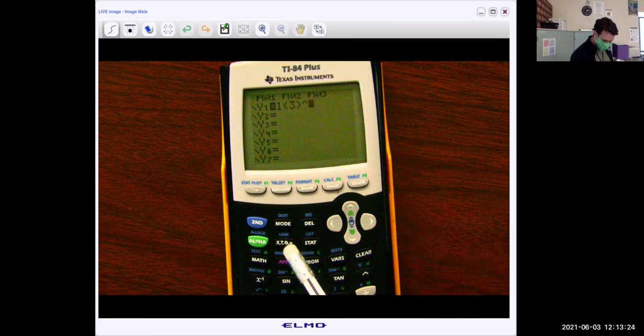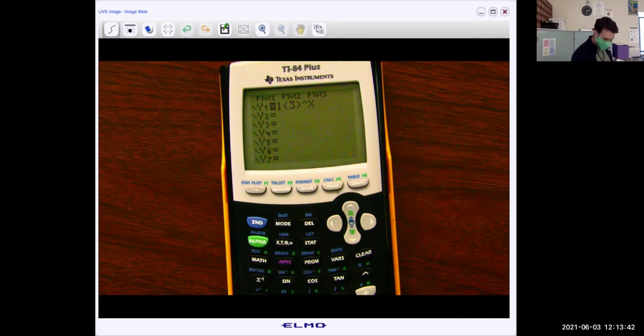The fastest way is by using this button up here next to the alpha. It has different letters on it: X, T, and the circle looking thing. If you press that, it gives you an X. So there's that equation that we typed into our slide.